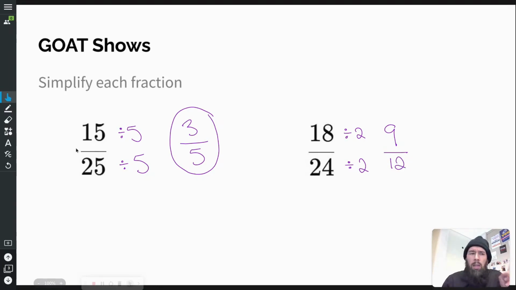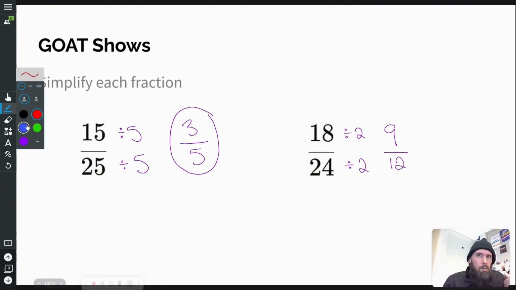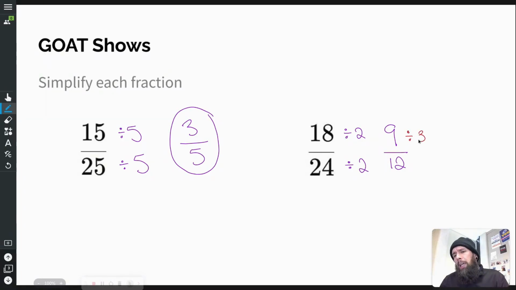Now, you should be able to look at that and say, well, wait a minute. I can still divide those both by a number. I could divide those both by 3. So do that then. Keep dividing. Divide by 3. 9 divided by 3 is 3. 12 divided by 3 is 4.